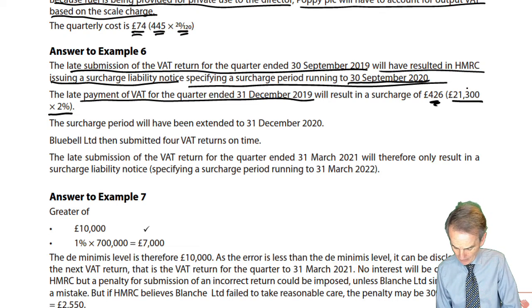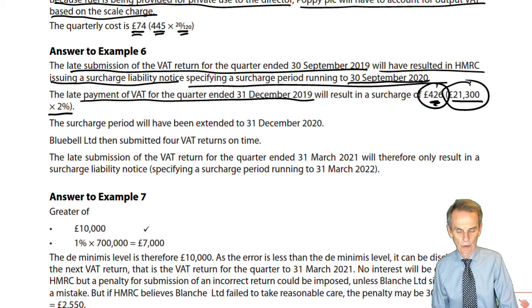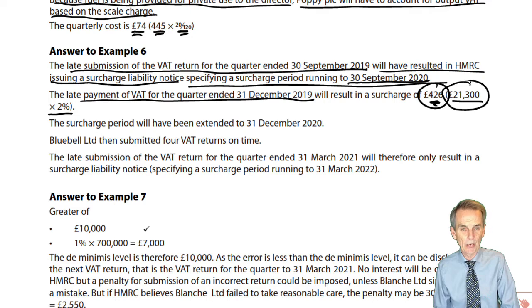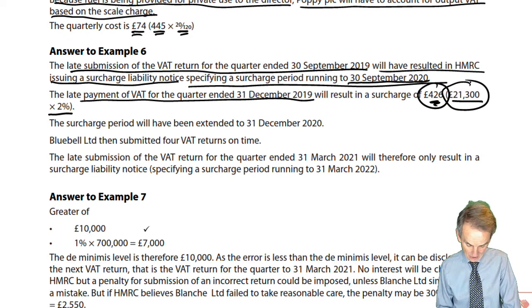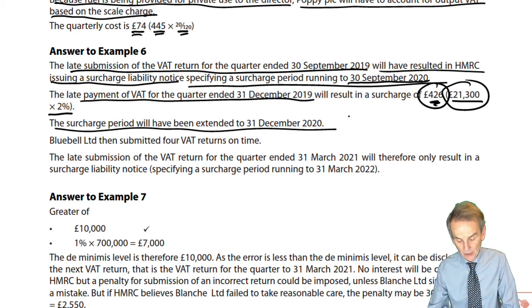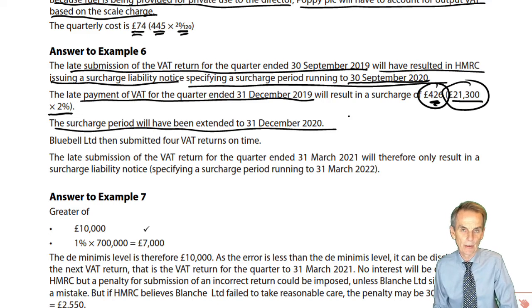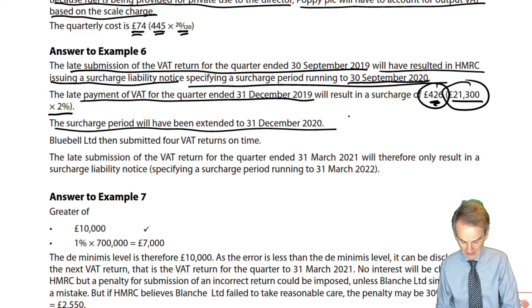But this, of course, we've deliberately made that number bigger so that it comes out at more than 400, and therefore the amount will have to be paid. There will be that penalty to be paid. And of course, as we said, the surcharge period will then be extended to the 12-month anniversary of that return period end, and that will take you to December 20.